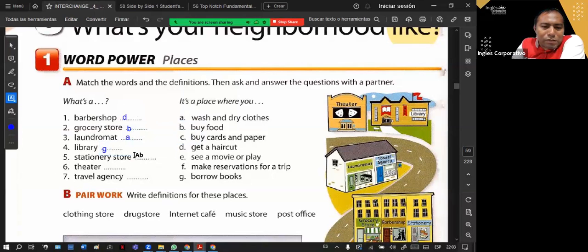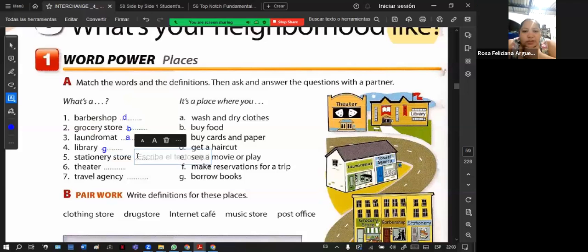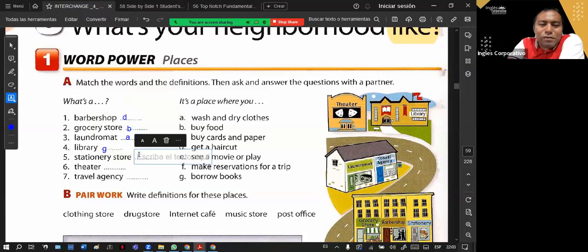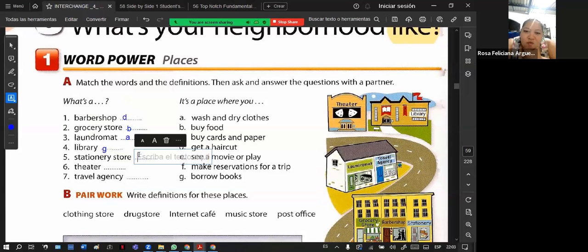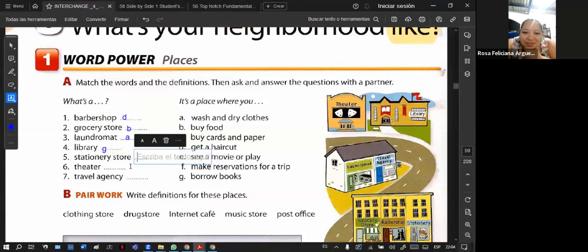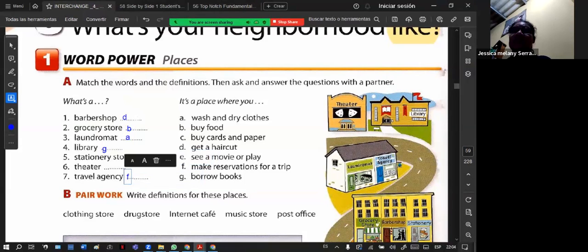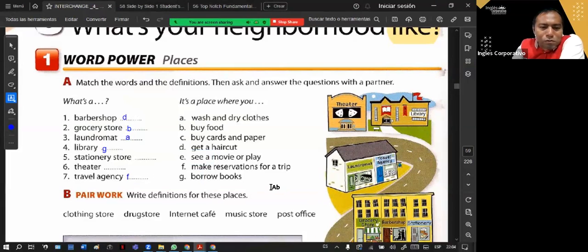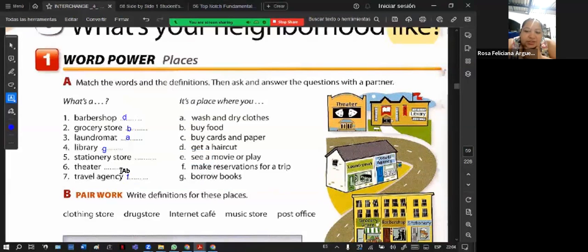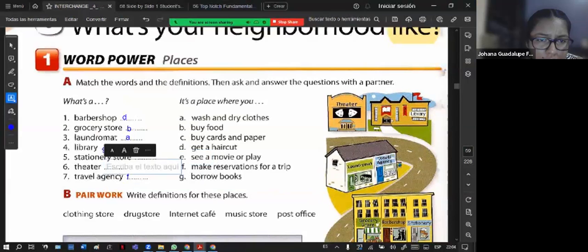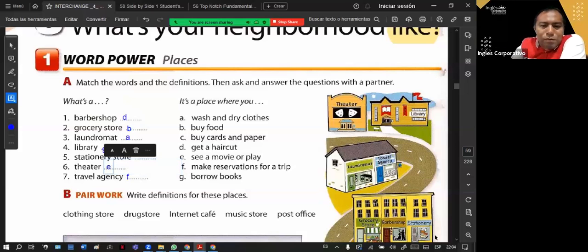A stationery store? F. Pero, no. No, no es la F. F is travel agency. Ok, travel agency, what letter is? F. Ajá, entonces le quedan solamente dos. Stationery store. Ok, theater is? Letter E. See a movie or a play. Entonces la que sobra es letter number five.